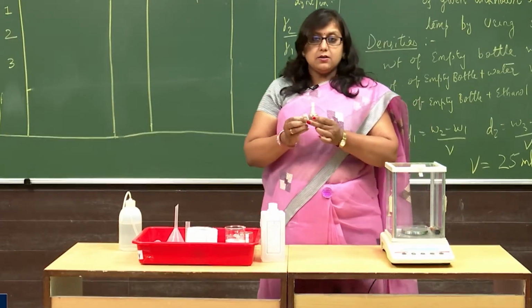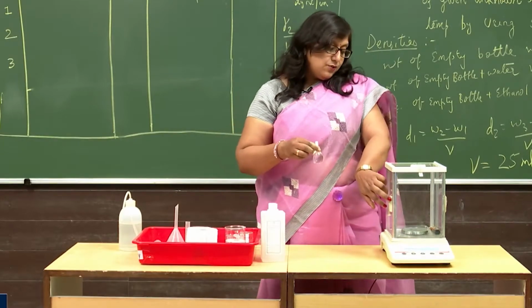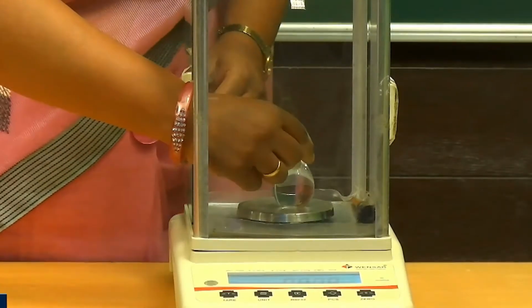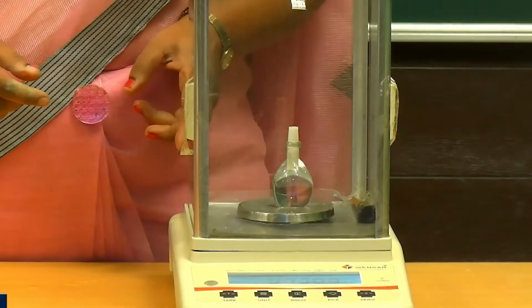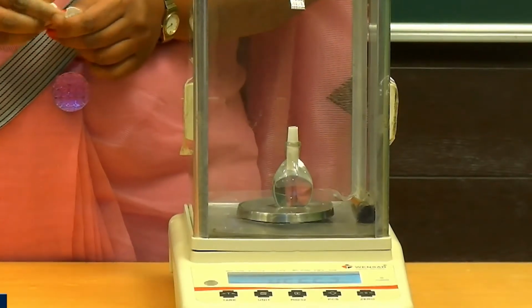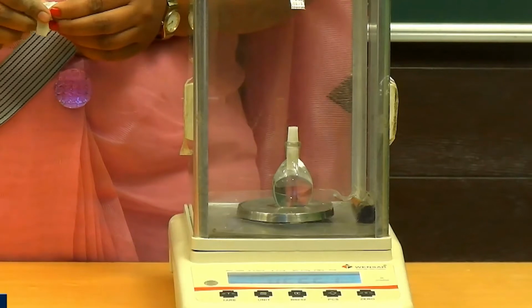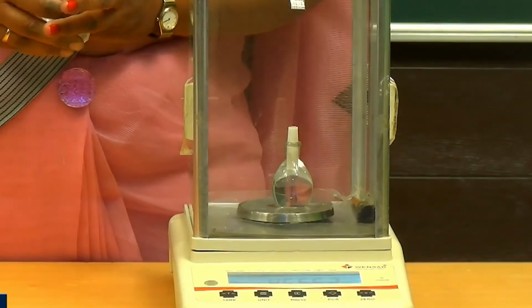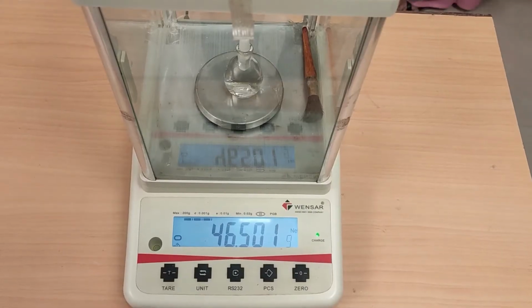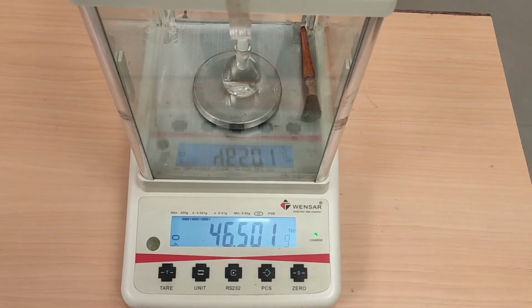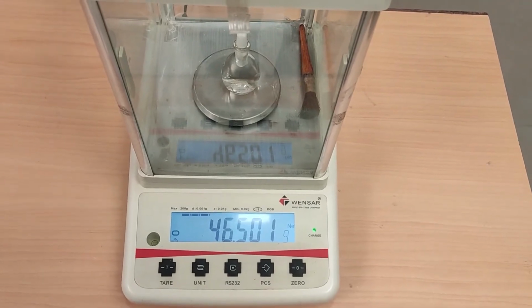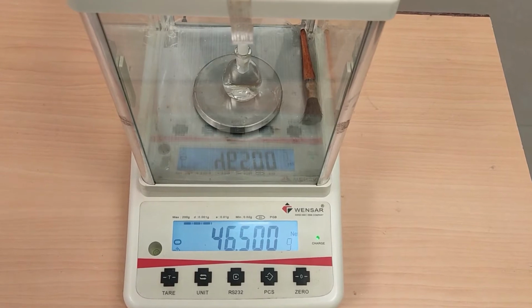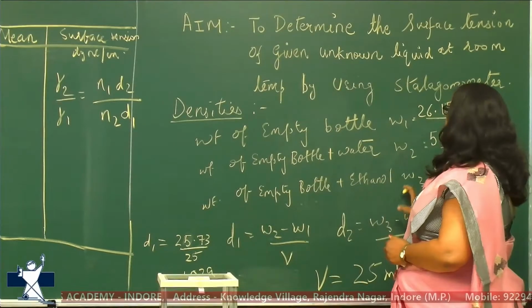Again wipe it with tissue paper, and then we are going to take the weight. The weight of the bottle with ethyl alcohol is 46.501 grams. So now we have all the weights.